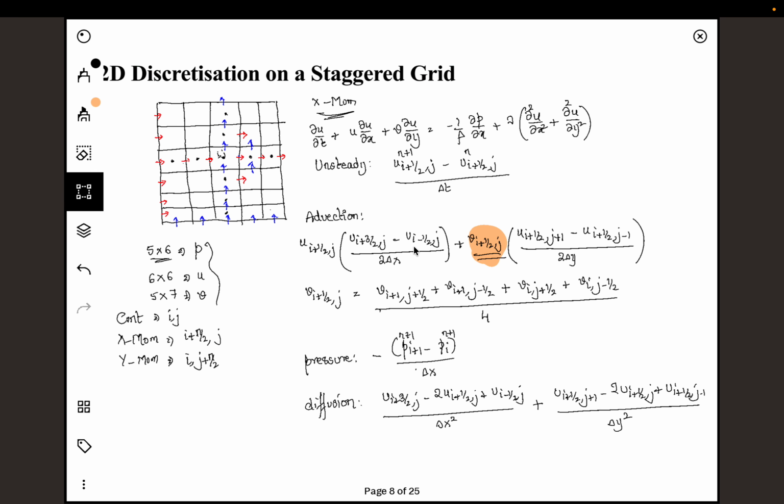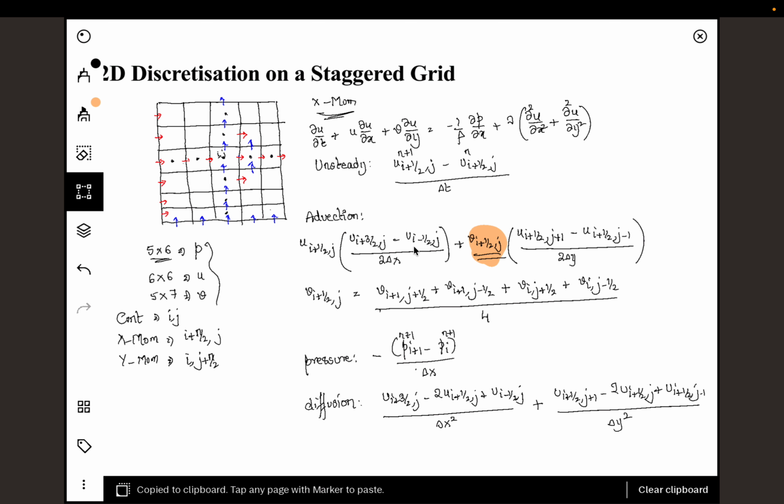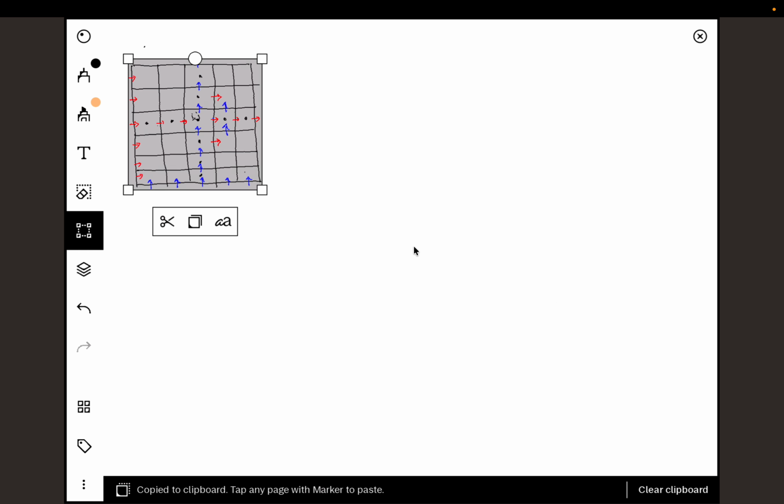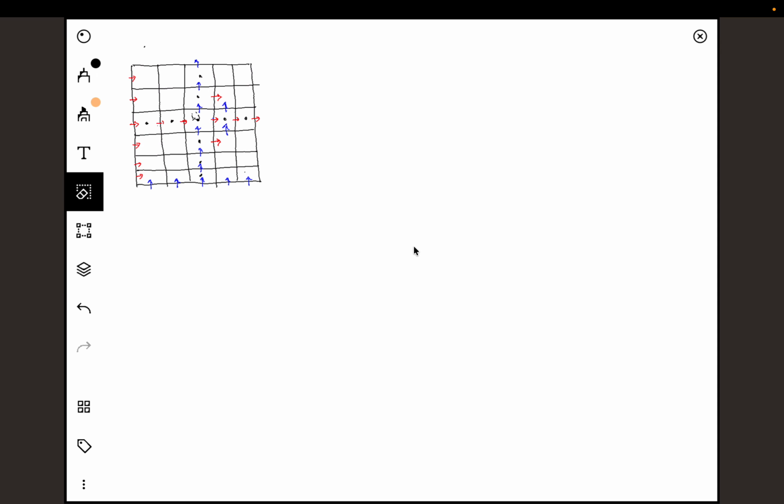So for the correction step, we have to do the discretization of the continuity equation. But this has to be done on cell centers. So on i comma j, we'll have to do the discretization at this point.